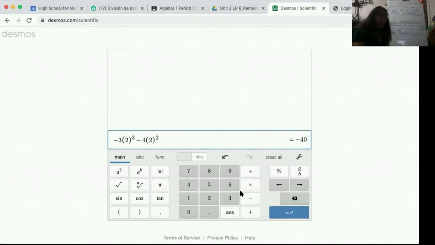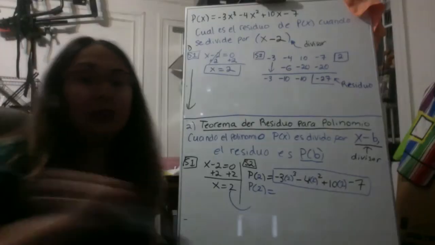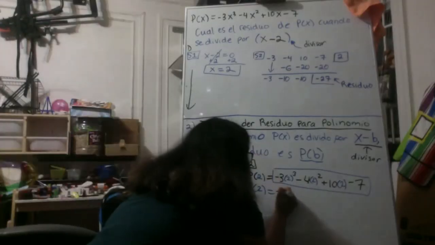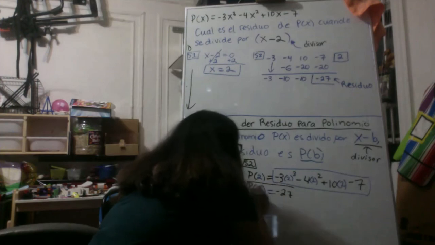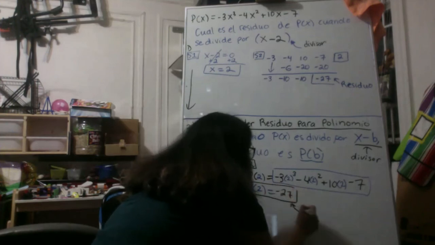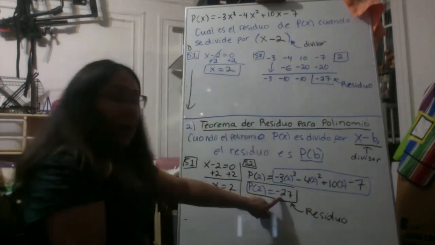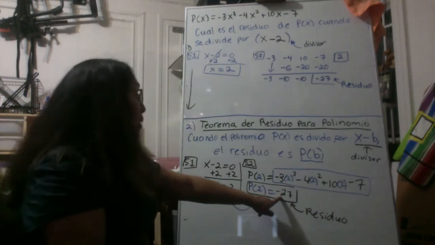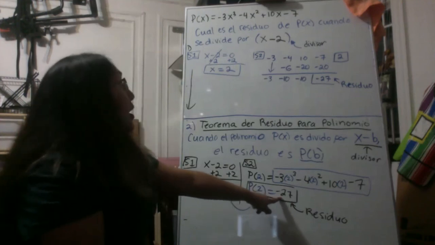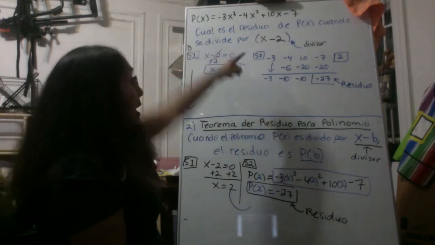Ahora, ¿qué es lo que sigue? Más 10, paréntesis 2. Y menos 7. Entonces, lo que escribí en la pizarra es igual a lo que pongo ahí. Y me da negativo 27. Entonces, p de 2 es igual a negativo 27. Y ahí está mi respuesta. Ese es el residuo, negativo 27, cuando estoy dividiendo el polinomio p de x por x menos 2.